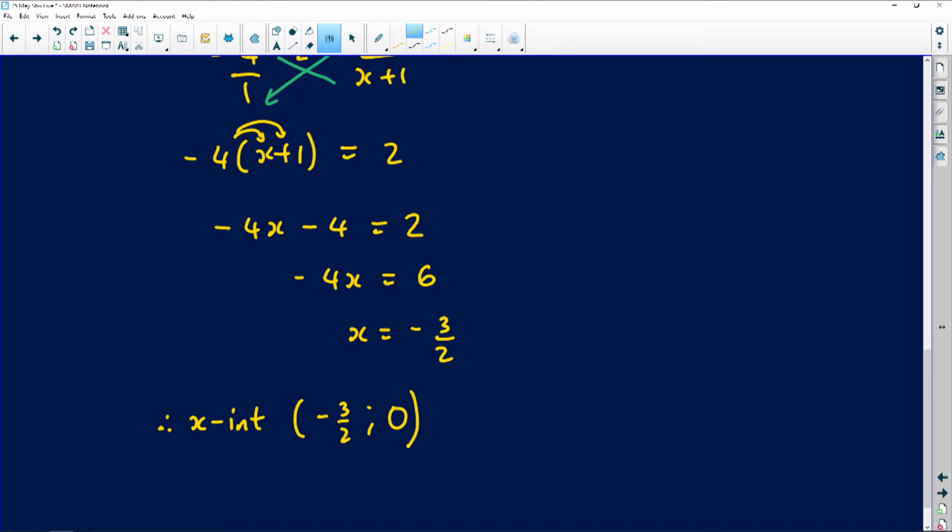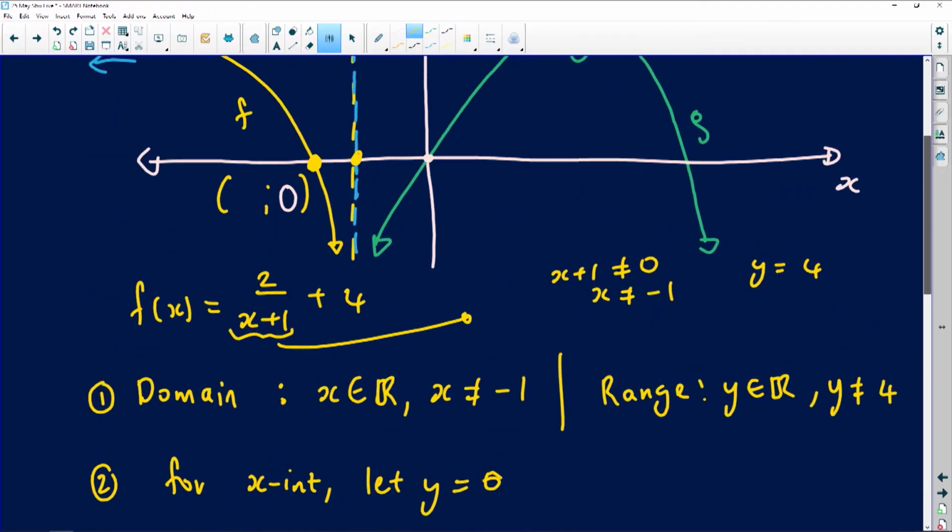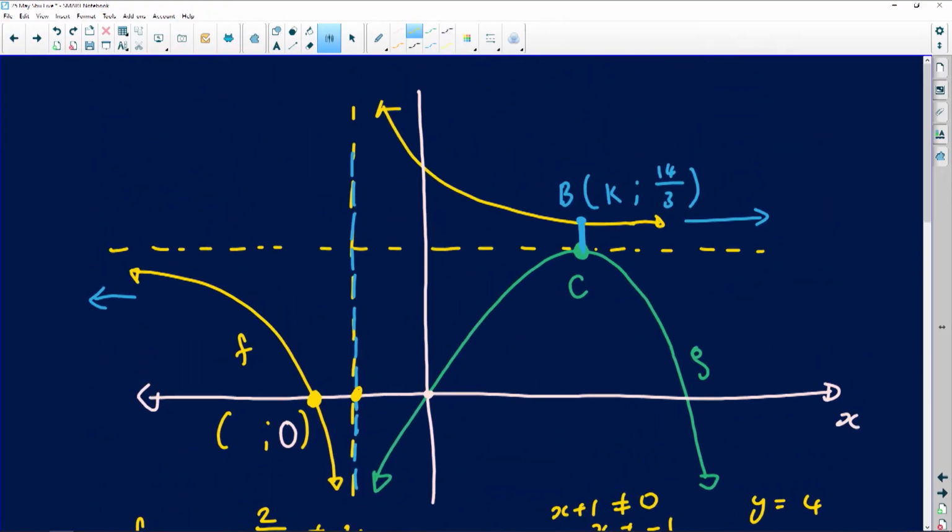Okay, the next question says we need to calculate the value of k. Find the value of k. Let's check what this k is on the drawing. If you go back, you will realize that k happens to be a point on the graph of F. It's a point on the blue graph. The X value is K. The Y value is 14 over 3.